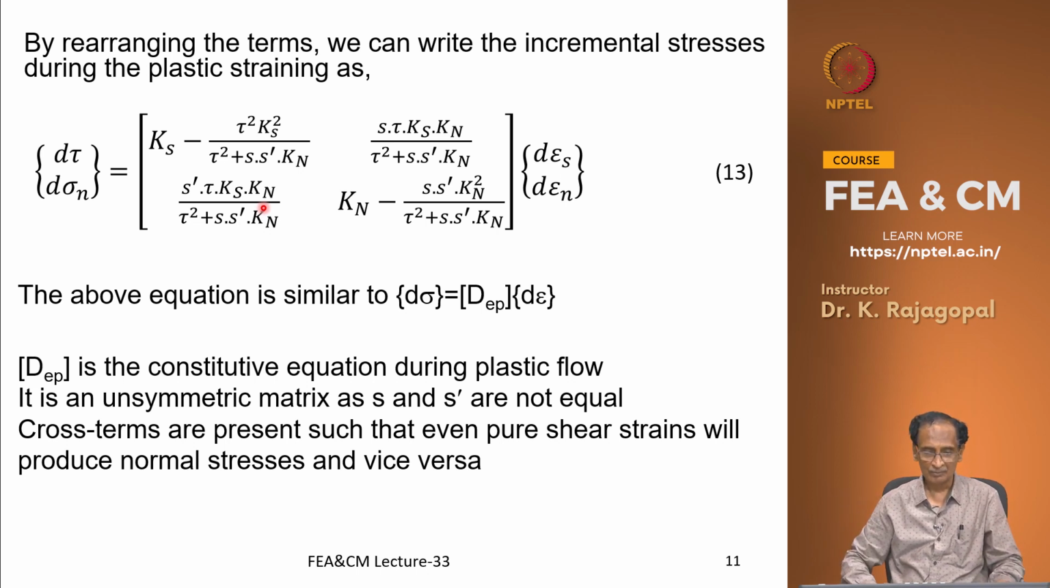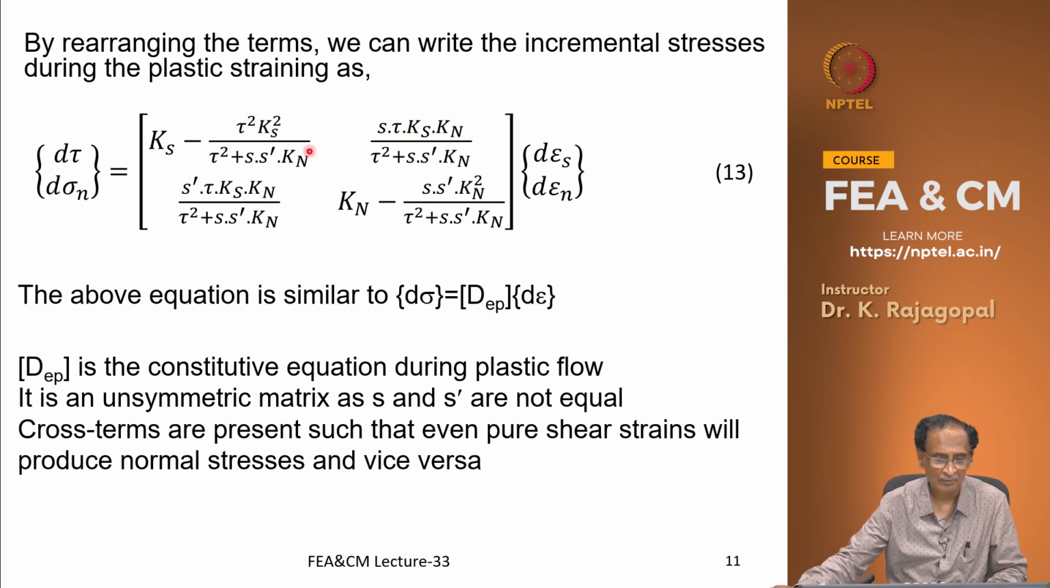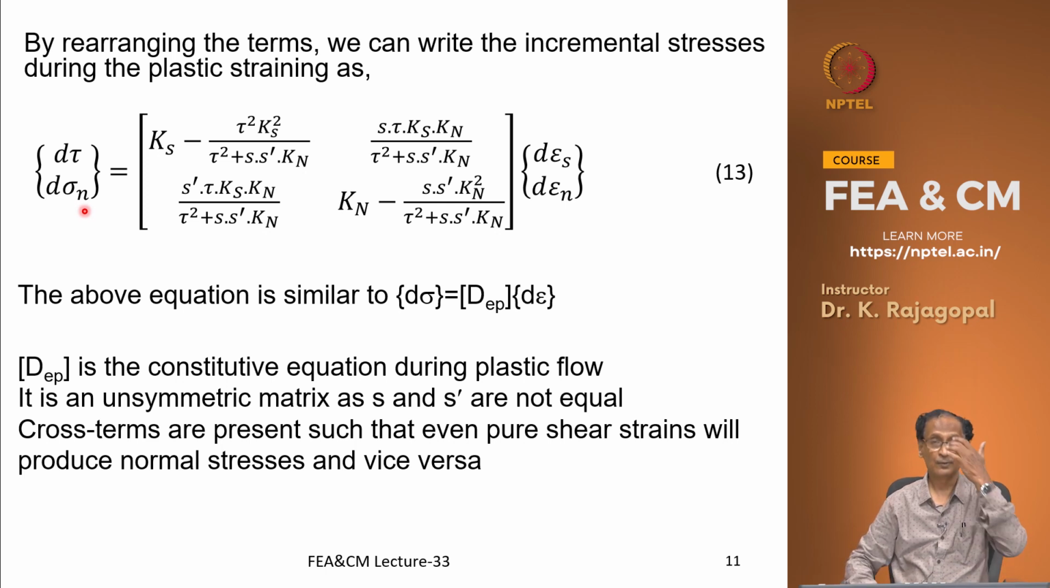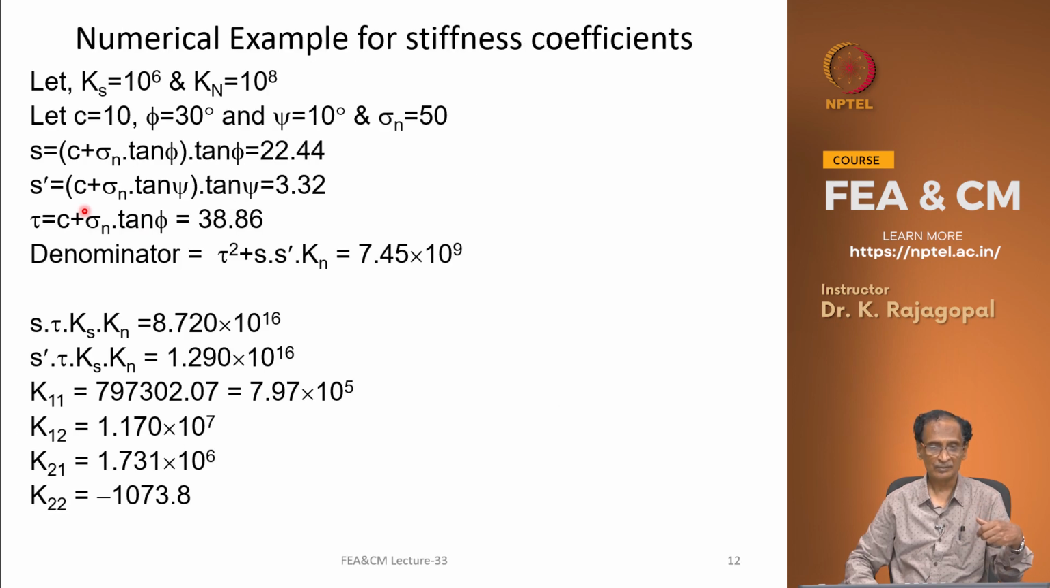So, we see that our constitutive matrix is unsymmetric, and because of the presence of these cross terms, even if you apply a pure shear strain d epsilon s, there will be some normal stress d sigma n, and vice versa. If you apply a pure normal strain, we can also produce some shear stress.